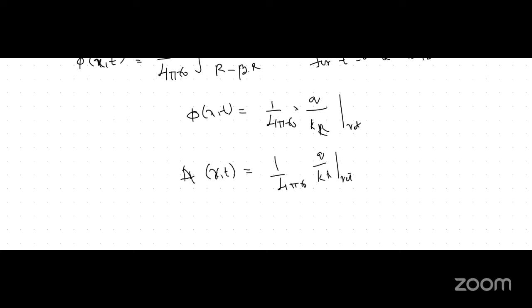So these two equations, that is phi of x, t equal to 1 by 4 pi epsilon naught and A of x, t equal to 1 by 4 pi epsilon naught, are called the Lienard-Wiechert potentials. So these Lienard-Wiechert potentials are the retarded potentials for the relativistically moving charge, which depend on the velocity of the charge, and are independent of the nature of the charge distribution. This Lienard-Wiechert potential is a very important question.